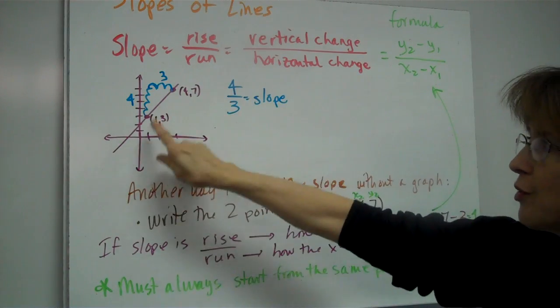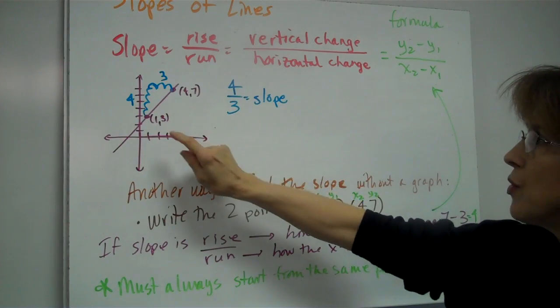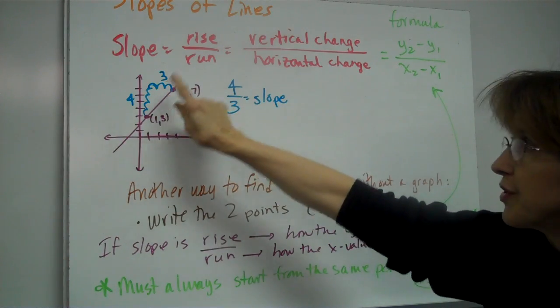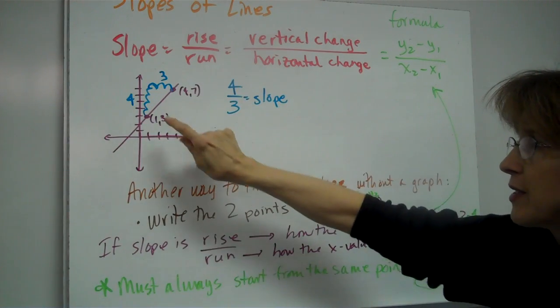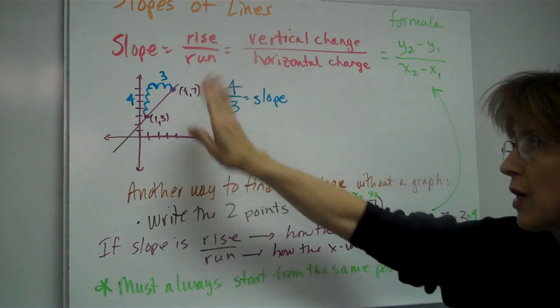So again, when you have your line, find 2 points that you know are definite points, and you go up or down first, because it's a rise on top, and then go over across to get the bottom number. In this case, they're both positive because I went up and to the right.